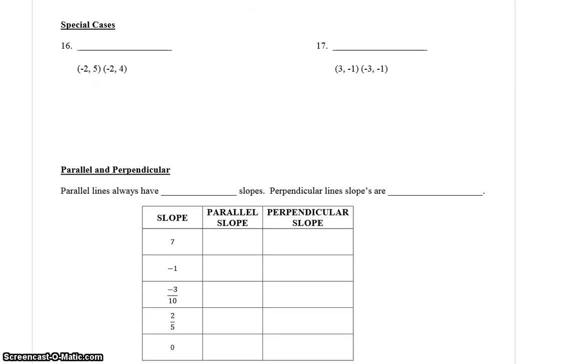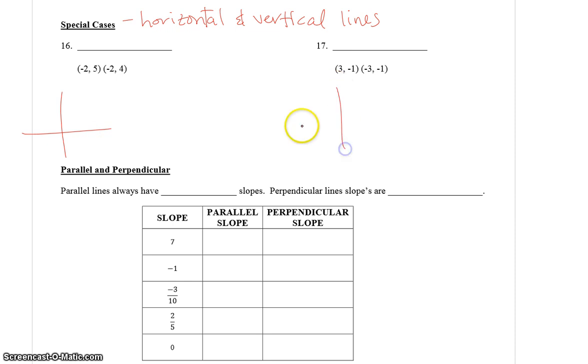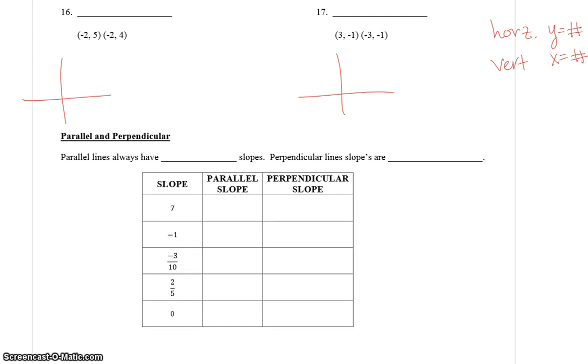Okay, let's look at number 16. These are special cases. These are horizontal and vertical lines. What I would do is sketch a graph for these. Just sketch them real quick, plot some points on there. Remember that a horizontal line is going to be y equals some number, and a vertical line is going to be x equals some number. So go ahead and try both of those, number 16 and 17, for tomorrow, please.